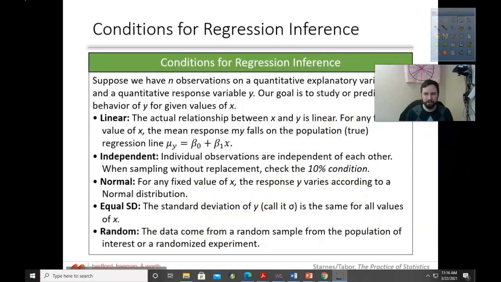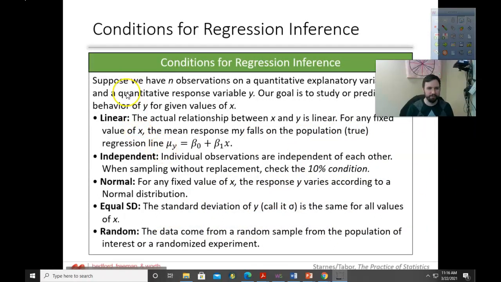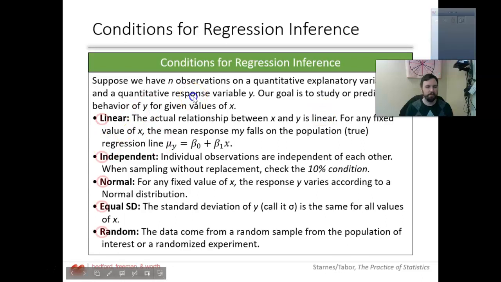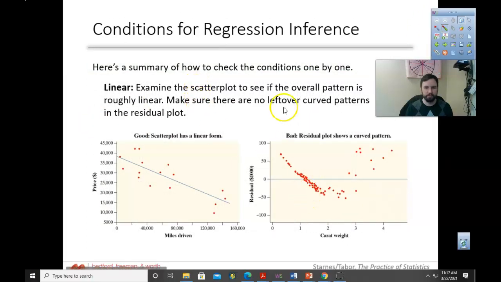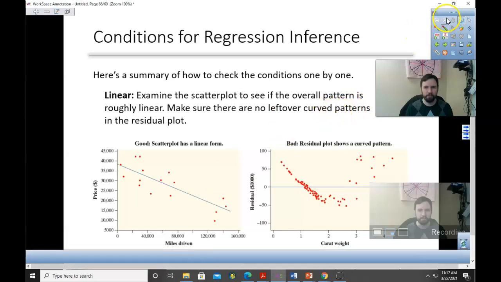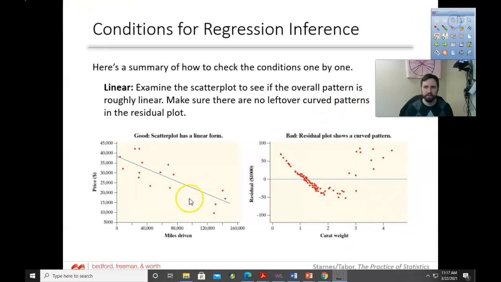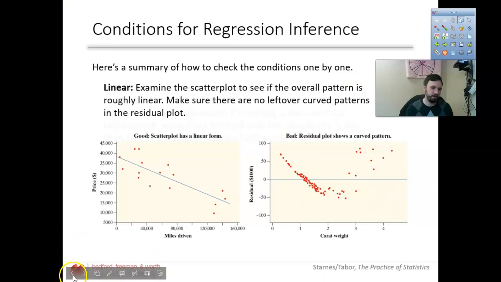Now there's something we're going to need. So how do we know whether or not we can do a regression inference? Well, we're going to look at something called LINER. And that's how we can know whether or not we can make an inference. The first part, see, LINER.